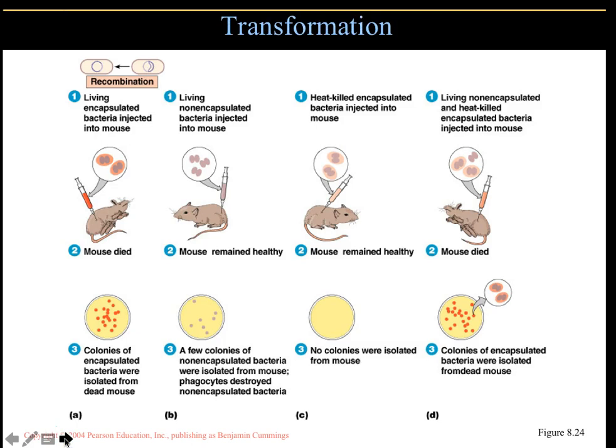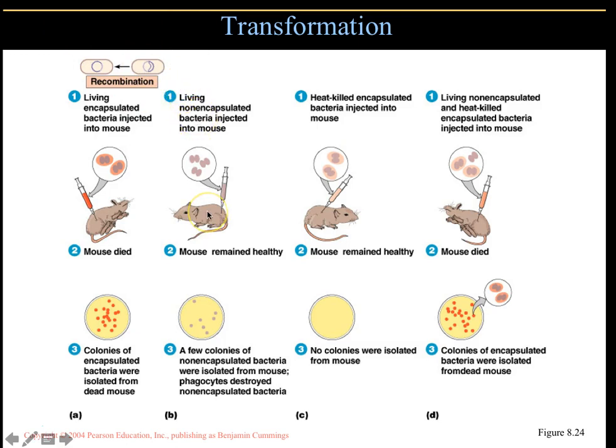Okay, now this is a slide I'm not going to hold you responsible for. This is trying to show you how they came about figuring out that bacteria do this. Bacteria have always done this. It's just that we reach a point where we can figure out that they're doing it. So in this particular experiment, what you have is this poor little mouse. Now, encapsulated bacteria tend to be very pathogenic. So they inject the poor little mouse with very pathogenic encapsulated bacteria, and the mouse dies.